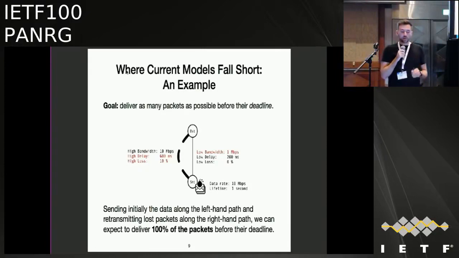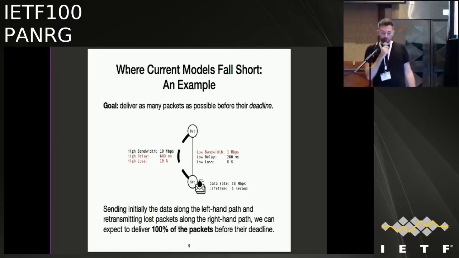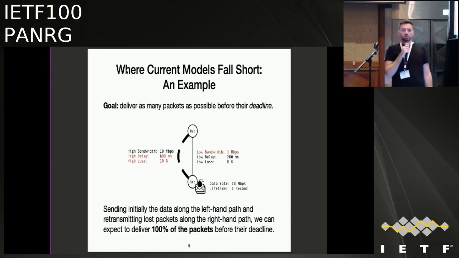So here we have a source, a simple application that generates a constant data rate of 10 megabits per second, and the messages have a lifetime of 1 second for some reason. It might be a live stream or multiplayer gaming or something. And we have two paths with very contrasting characteristics. On the left-hand side, we have a high bandwidth, high delay, high loss path. And on the right-hand side, we have a low bandwidth, low delay, low loss path.